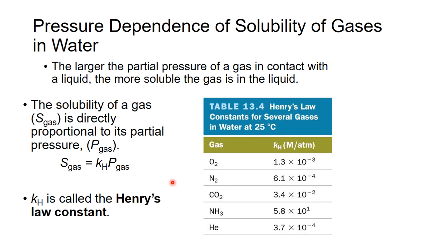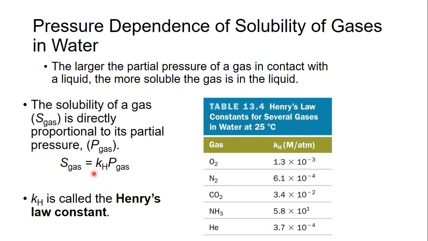Right? And now, one last thing we have to talk about is the pressure dependence of solubility for gases in water. The larger the partial pressure of a gas over your liquid, the more soluble your gas is in that liquid. The higher the pressure of your gas, the more it's hitting the water, and the more likely it is to go into the water. And we have an equation for that. It's called Henry's law for gases.